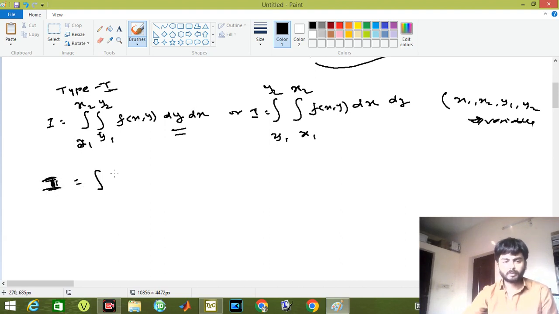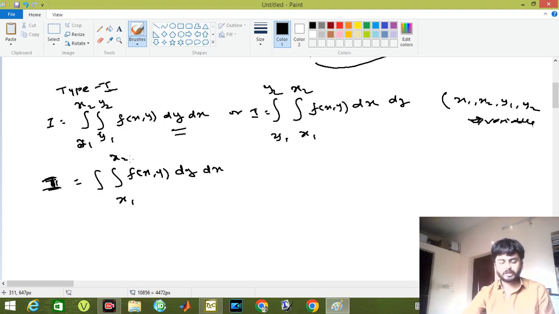So I equals the double integral of f of x comma y dy and dx. Suppose I am writing x1 and x2 here, and y1 and y2 here, and I replace this as dx and this as dy.